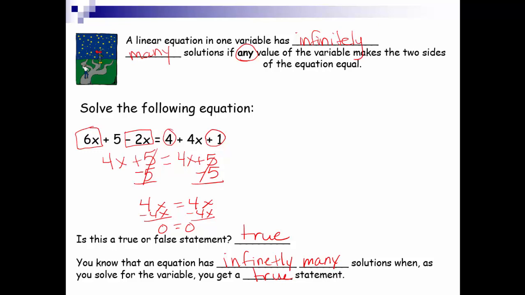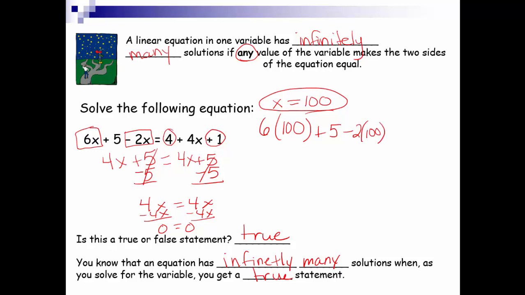Do you want me to give you an example? I guess I will, just to prove it. What if I took the number 100 and shoved it in there? Well, that would mean I'd have 6 times 100. I'm just going to write above this x equals 100 because I'm just substituting that in to see if it actually works. So I have 6 times 100 plus 5 minus 2 times 100 should equal, on the other side, 4 plus 4 times 100 plus 1. Well, let's see if it works.